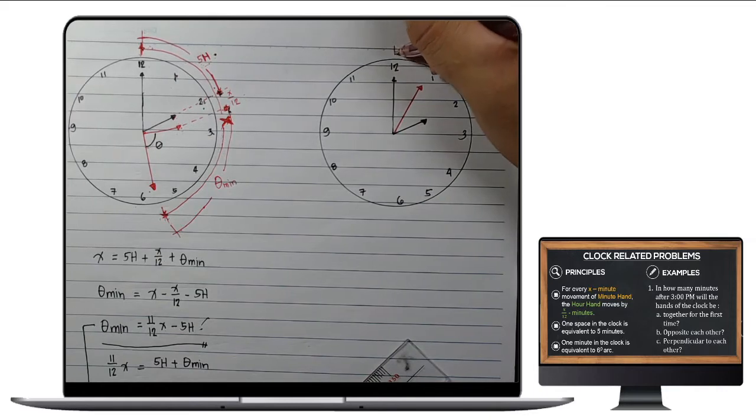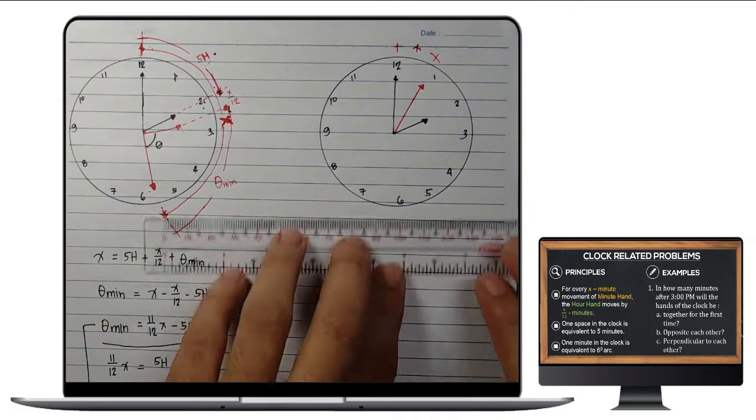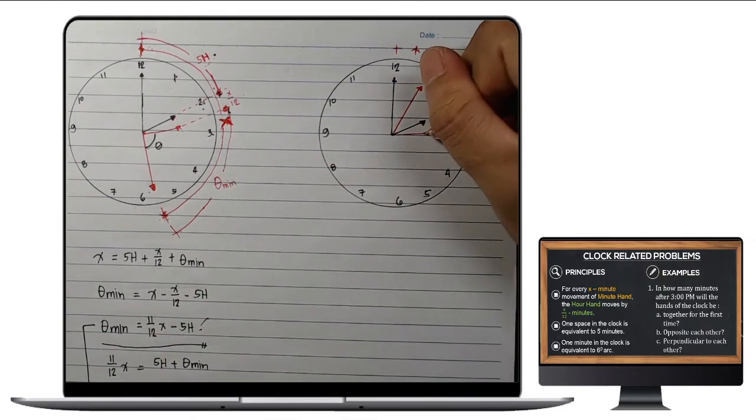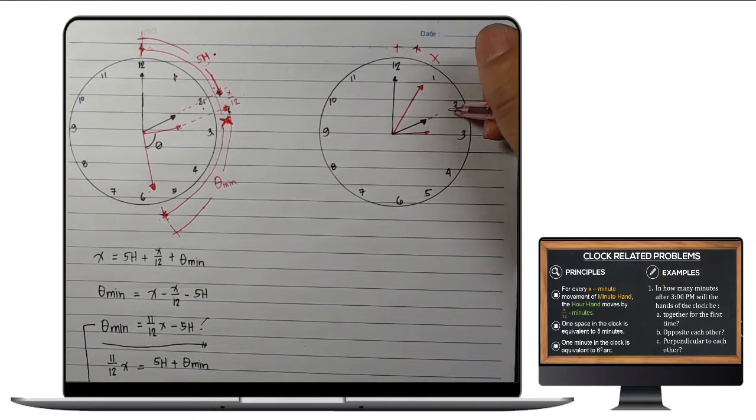So, if the minute hand moves by x, syempre, yung hour hand natin will surely move by x over 12. So, that is the general principle. So, ito yung ating hour hand. So, from this point, the hour hand will move by x over 12. And notice, in this situation, nasa unahan si hour hand kay minute hand. So, pag nauna siya, syempre, iba yung formula and relationship na makukuha natin.